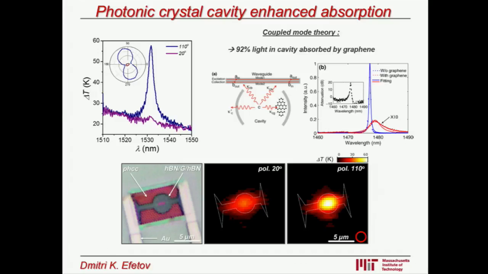From that difference in the widths, we can estimate how much light graphene absorbs. And we find that in the best devices, we get absorption of almost 92% of light in the cavity. So in principle, this solves the problem instantly of the 2% light absorption in graphene.